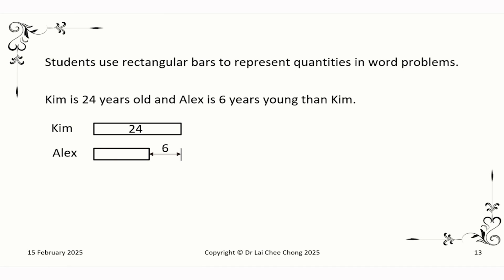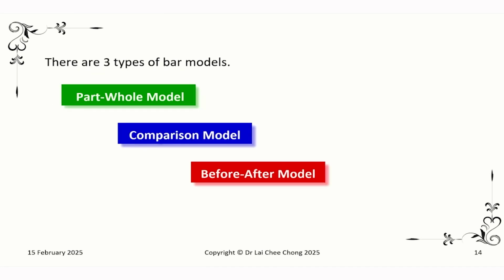Okay, that's good. Now, there are 3 types of bar models. We have the part-whole model, the comparison model, and the before-after model. Today I will cover all 3. It will go through all the grades, from grade 2 to grade 6, all these 3. Let me start with the first one, the part-whole model.